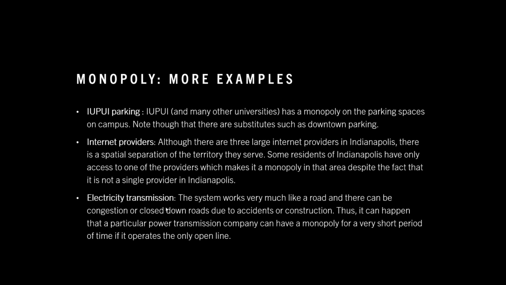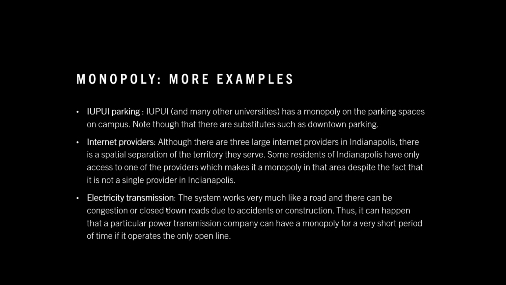And the last example that I would like to use is electricity transmission. So in the US, you have the electric utility generation, and you have the transmission of electricity separated. And the electricity transmission works very much like a road, in the sense that there can be congestion. There's only so much electricity you can funnel through a particular line, or sometimes the roads can also be closed due to accidents or construction. Think about a downed power line, then that transmission line cannot be used temporarily, or if we have construction going on and the power line has to be shut down.